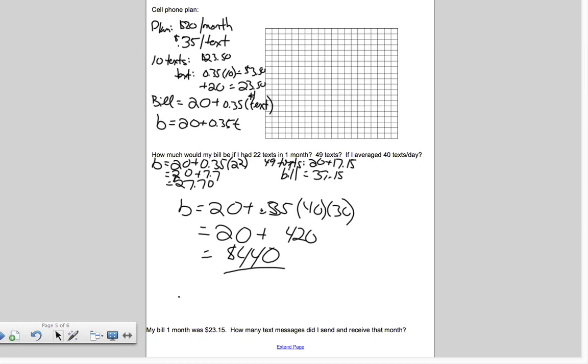So this is how your cell phone bill can quickly add up when you don't have a real good plan. So I quickly changed my plan. And we'll talk at the end of this unit, the next unit, about what the best plan for you would be. And we'll do this through math.